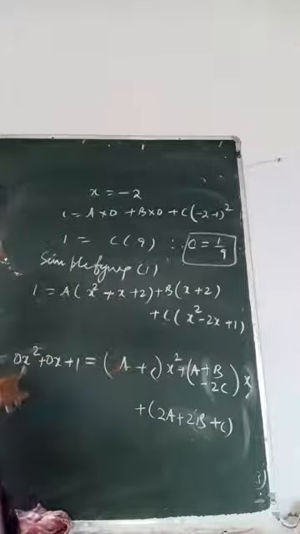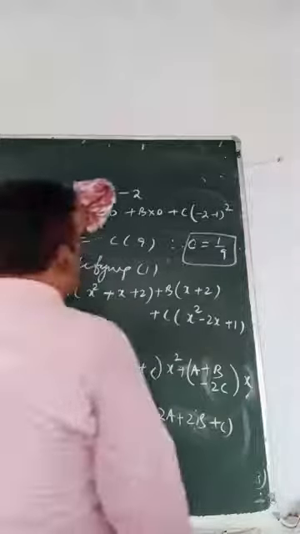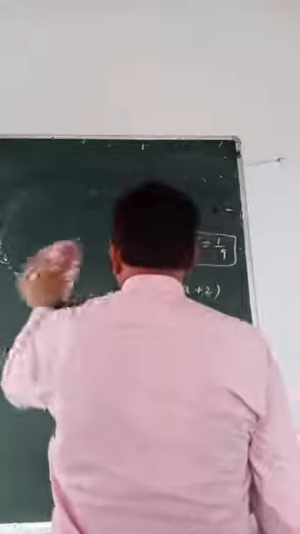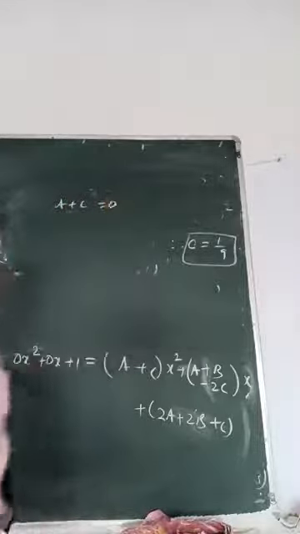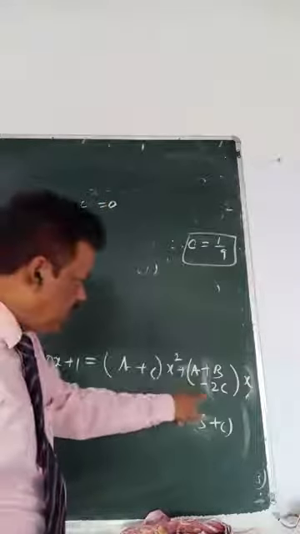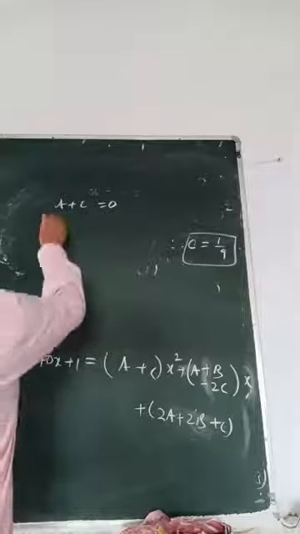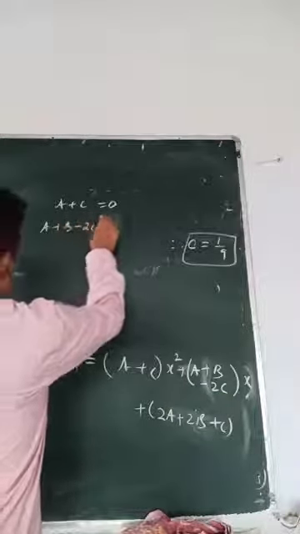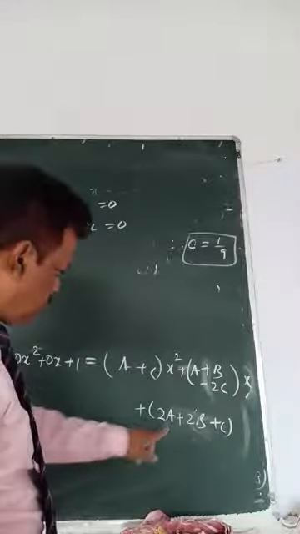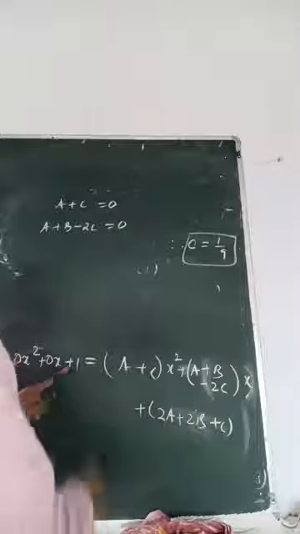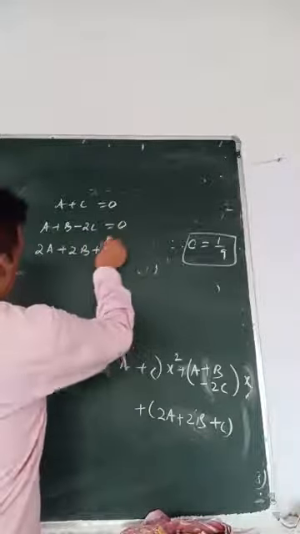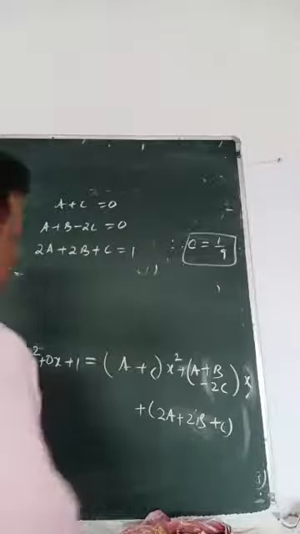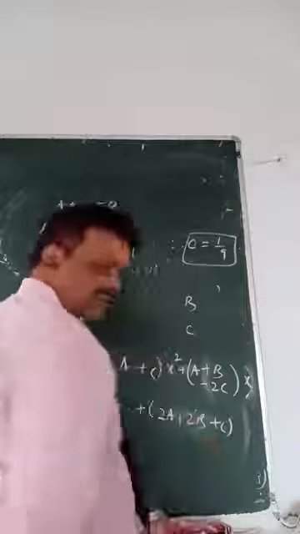Now you compare. X square to x square you compare, you will get a plus c equals to 0. Then you will get a plus b minus 2c is equal to 0. Then 2a plus 2b plus c equals to 1. Out of which you have already got b, you have got c. Now you need to find a.